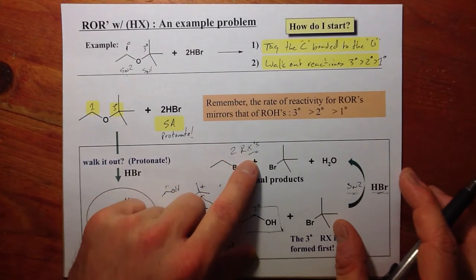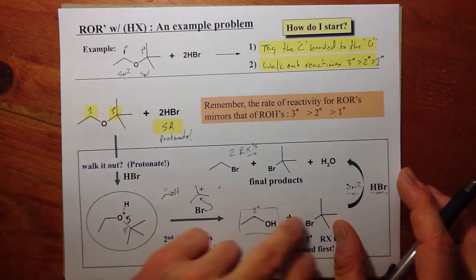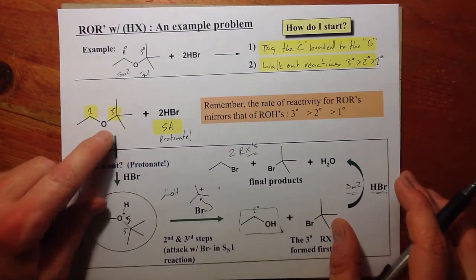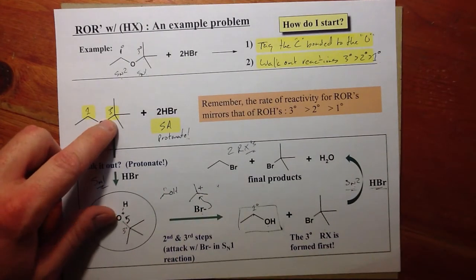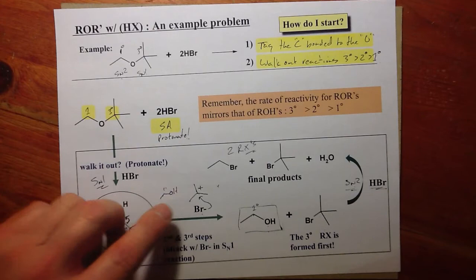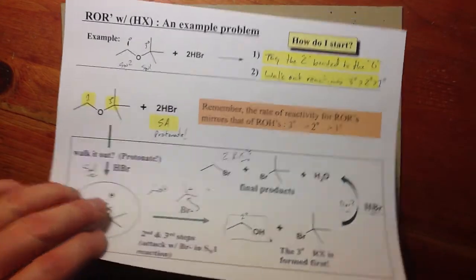You get two RXs. Watch out for the carbocation shift, though, if it's an SN1 reaction that we had to walk out here. We had to start going SN1 first, faster. Watch out for those carbocation shifts.